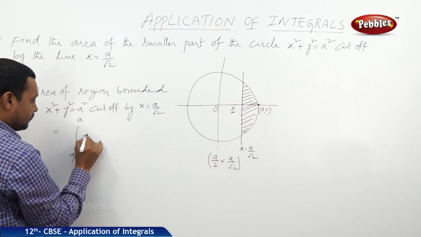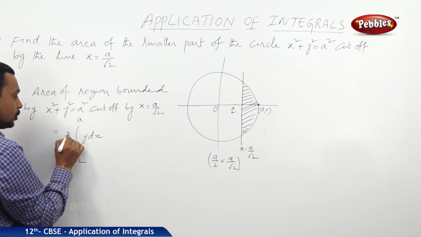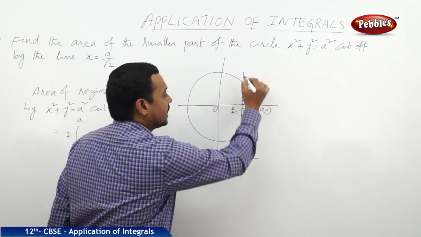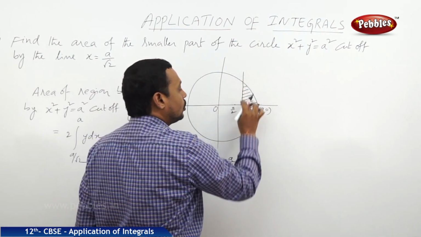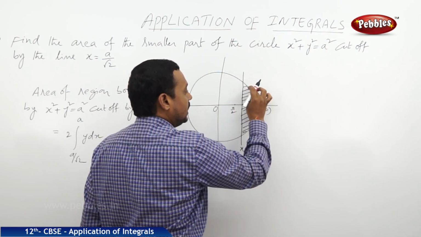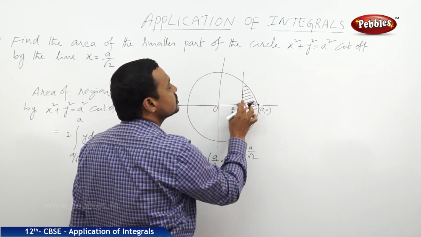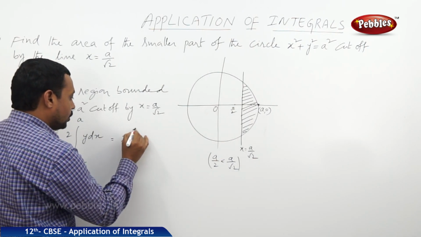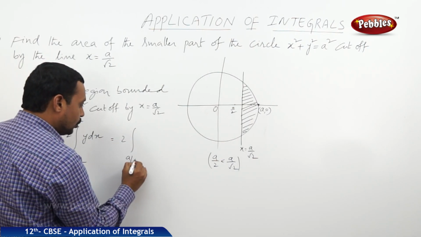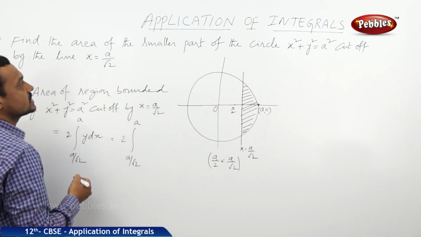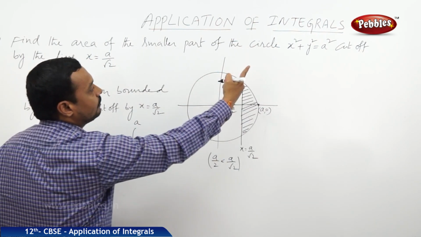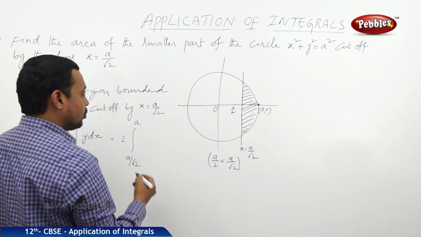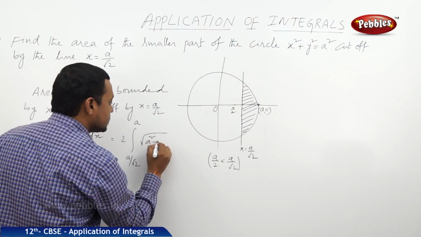y dx and 2 times to this. So because it is symmetric about the x axis, this total entire area is equal to 2 times of area in first quadrant. Now this is equal to 2 into integral a by root 2 to a y dx. What is y dx here? What is the y from the equation? Y square is equal to a square minus x square. From that, y is equal to root of a square minus x square dx.